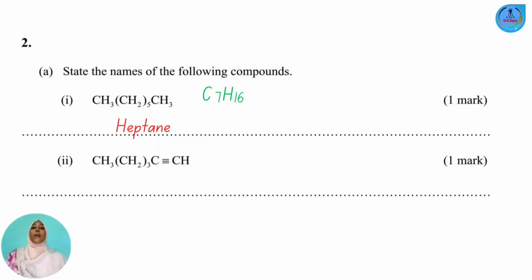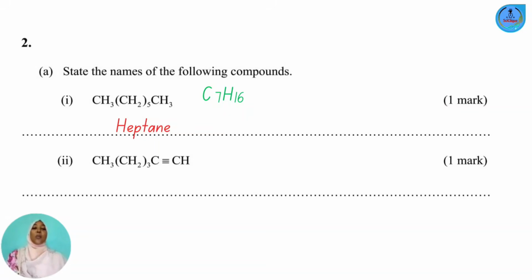If we look at Roman number 1, we end up having a total of 7 carbon atoms and 16 hydrogen atoms. Okay, that is clearly an alkane because the general formula for alkanes is CnH2n+2. So if our n in this case is 7, 7 multiplied by 2 gives us 14, plus 2 gives us 16. This is clearly an alkane. Now, which particular one? 7 carbon atoms, that gives us heptane.